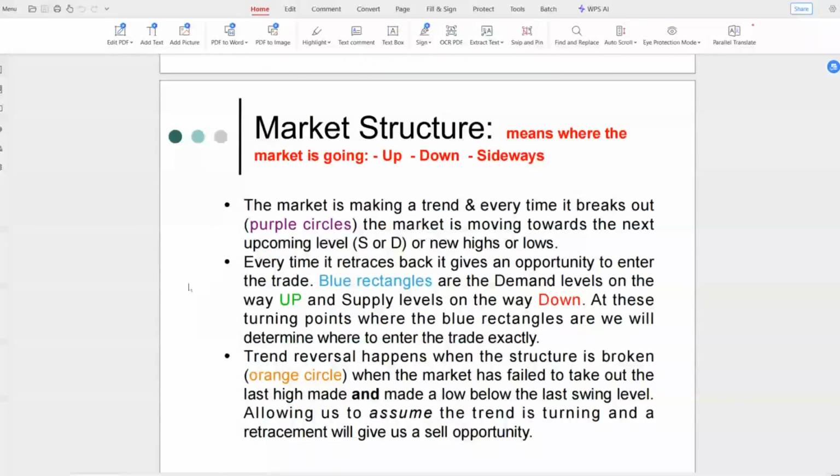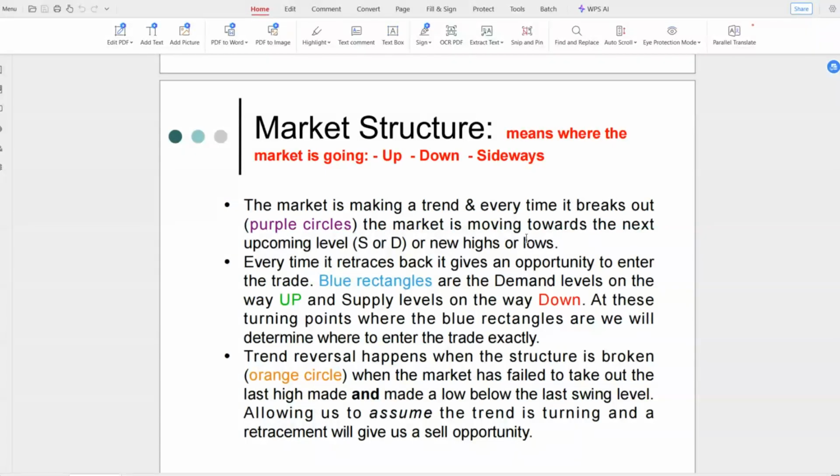Now here's an explanation as to the market going up, down, and sideways. So if the market is making a trend and every time it breaks out, the market is moving towards the next upcoming level, which is going to be a support or a supply or demand, or actually resistance.